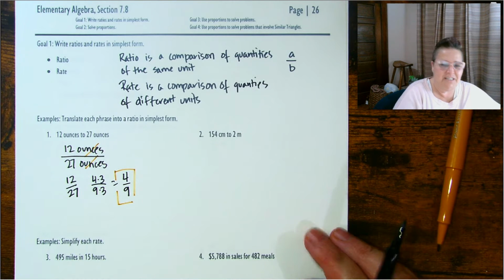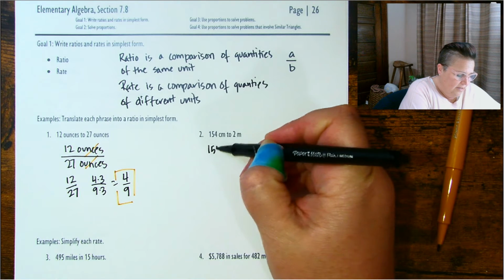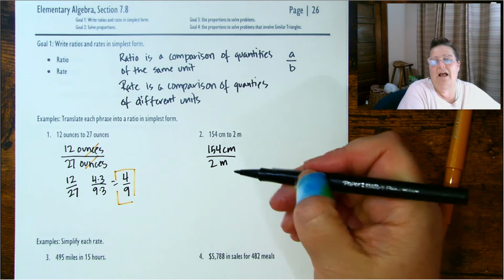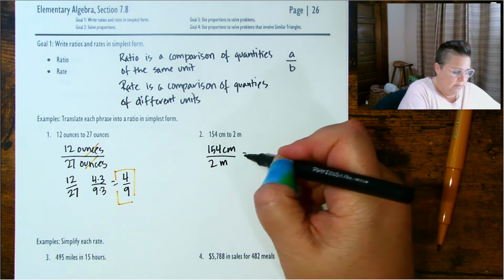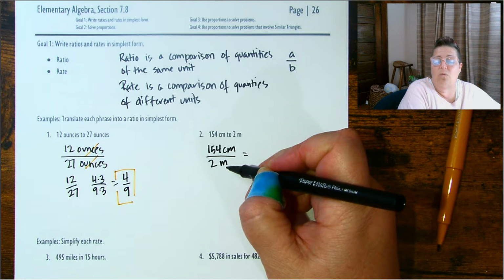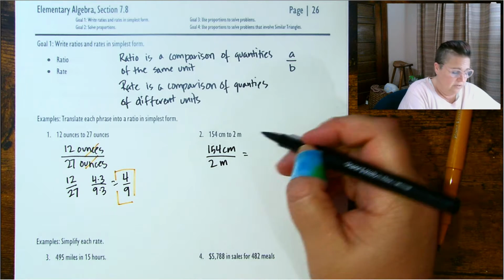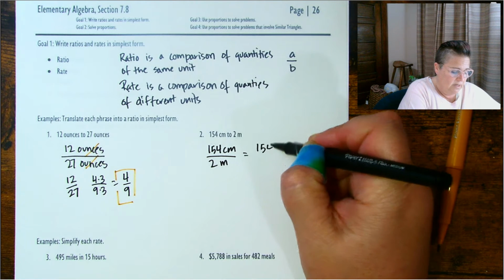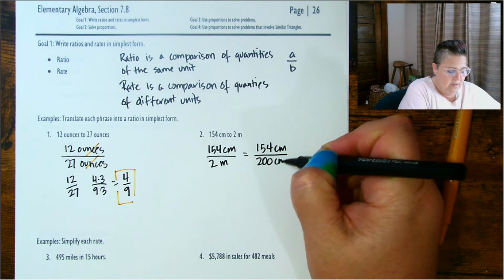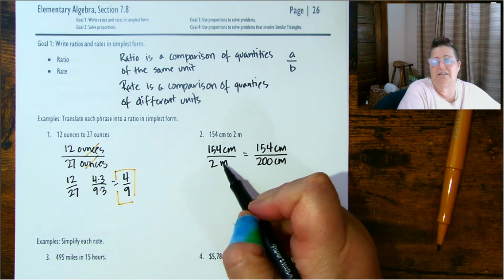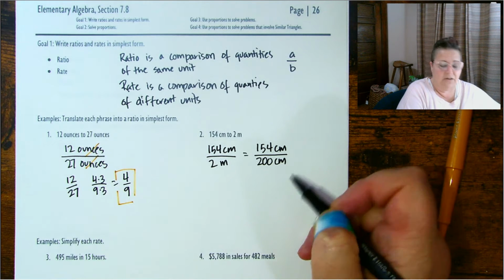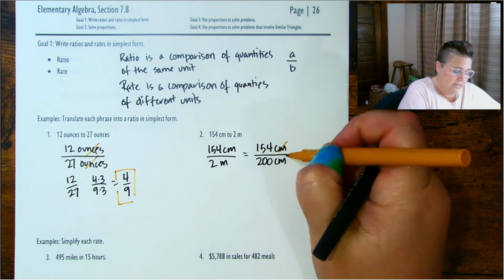All right, problem number 2 is 154 centimeters to 2 meters. I need these to be the same unit. So I'm going to convert the meters to centimeters. I know there are 100 centimeters in 1 meter. So I'm going to say this is 154 centimeters to 200 centimeters. I can't start canceling until these are the same unit. Since 2 meters is 200 centimeters, now I can look at this and start canceling.